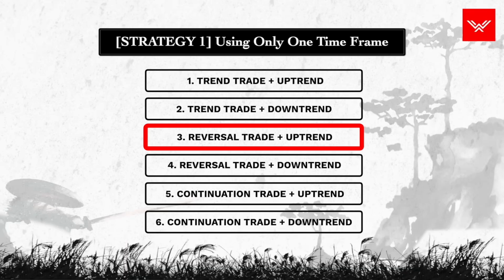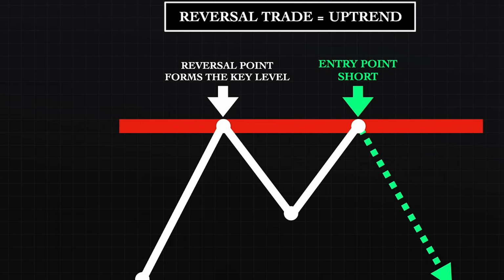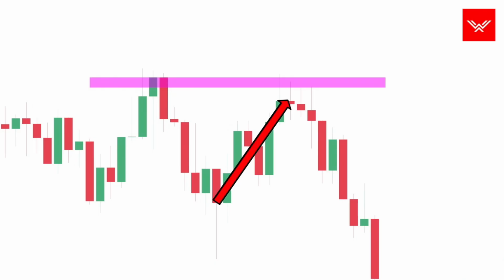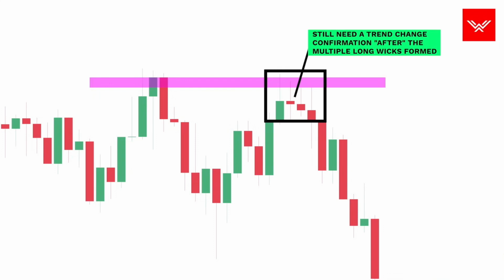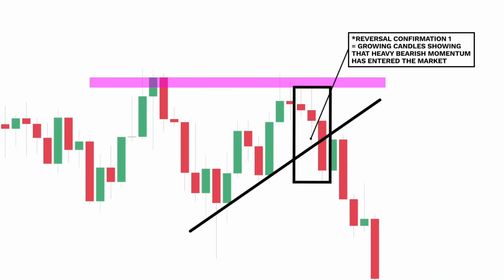Reversal trade: in an uptrend at a resistance level, shrinking candles and long wicks show price tried and failed multiple times. A line break with bearish momentum confirms the reversal, so short it. In a downtrend, reversal at support with long wick candles, then a trendline break and higher high equals a long entry.